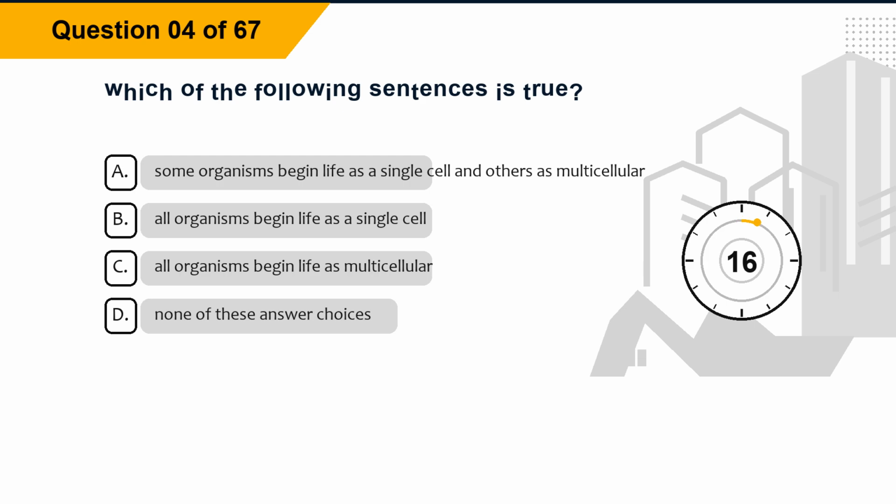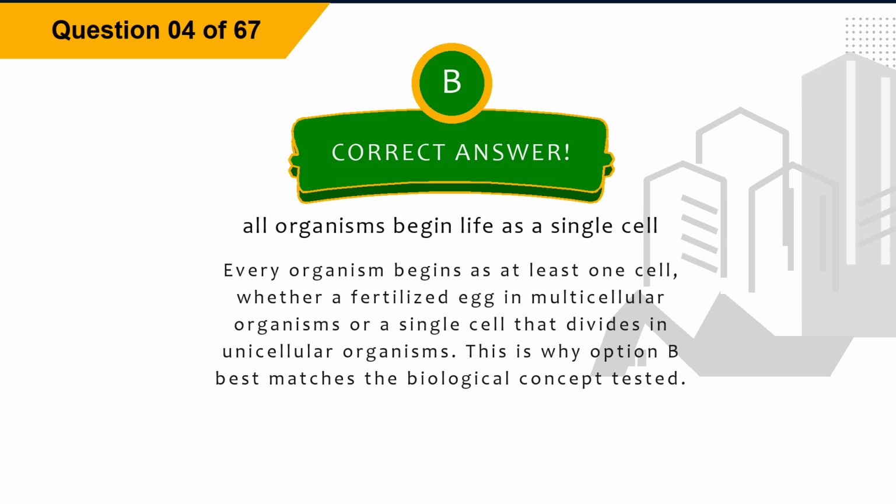Question 4. Which of the following sentences is true? Option A. Some organisms begin life as a single cell and others as multicellular. Option B. All organisms begin life as a single cell. Option C. All organisms begin life as multicellular. Option D. None of these answer choices. The correct answer is option B. All organisms begin life as a single cell. Explanation. Every organism begins as at least one cell, whether a fertilized egg in multicellular organisms or a single cell that divides in unicellular organisms. This is why option B best matches the biological concept tested.